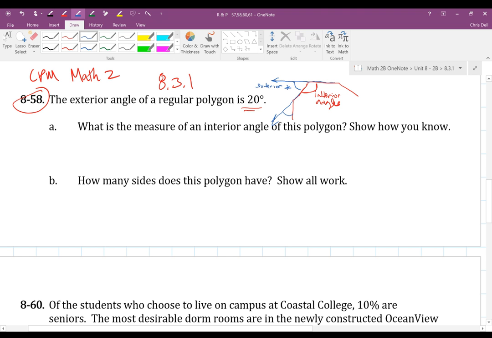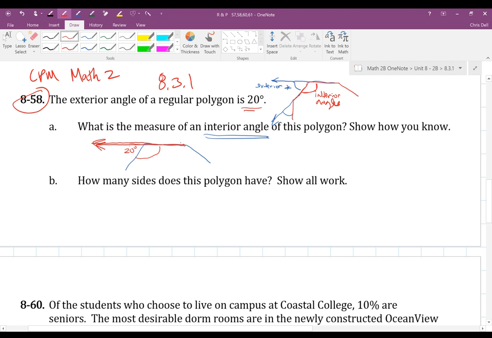So for this specific polygon, it says the exterior angle is 20 degrees. It wants to know what is the measure of the interior angle. Again, if I look at my picture and redraw it here, this exterior angle is 20 degrees, then the question is, what is that interior angle? Well, this exterior angle is formed by taking a side length and just continuing it in one direction.